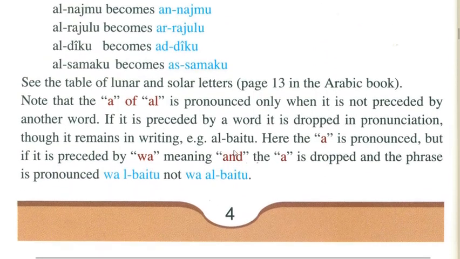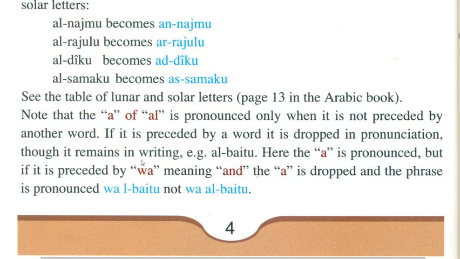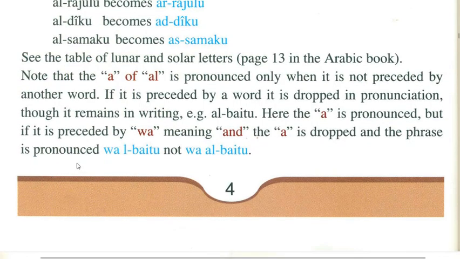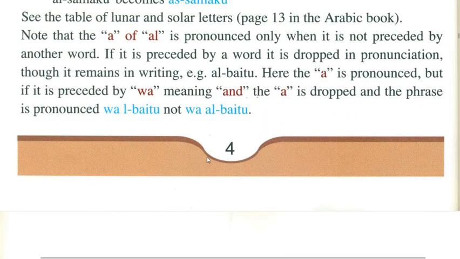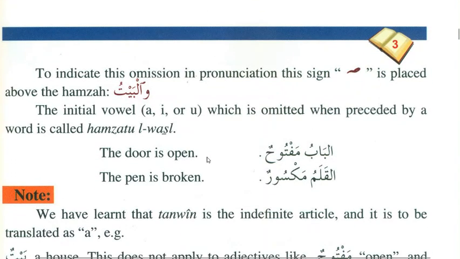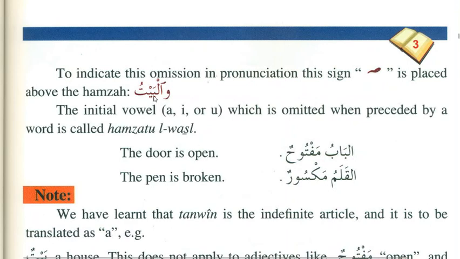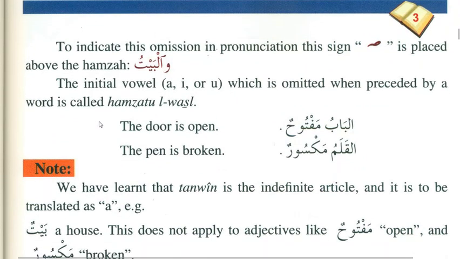And when this al has any word or letter before it, alif becomes silent. So wa al baytu is pronounced wal baytu. You will learn these things in this chapter. So here we have an example. Normally we pronounce al baytu, but when we have any word before it, we say wal baytu, min al bayti. Alif becomes silent.